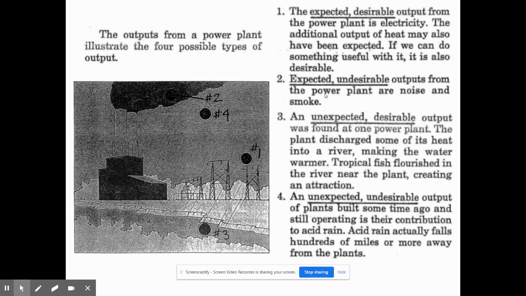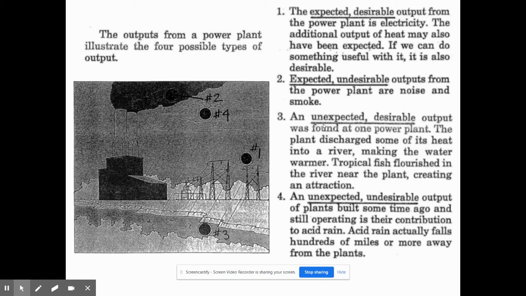Number two, it's pointing to the smoke. Expected and undesirable outputs from the power plant are noise and smoke. Okay, that's undesirable. You don't want it to happen. But we expect when you build a power plant, you're going to get noise and smoke.